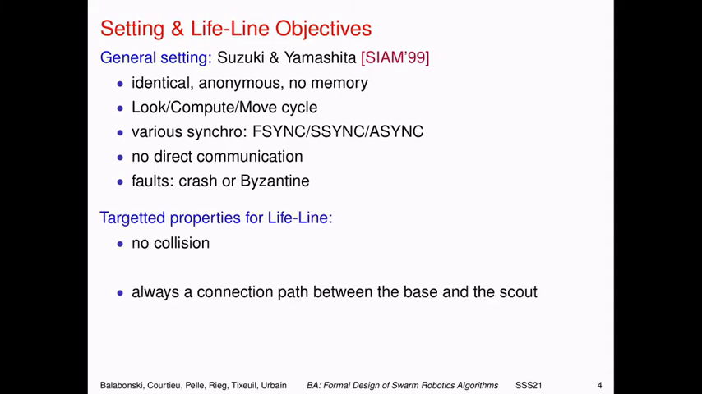In our case, the properties for the Lifeline problem we want is first that there is never a collision between either relay robots or a relay and the scout, and also that there is always a connection path between the base and the scout. The absence of collision is easy to formalize. We can just say that for any two robots, R and R prime, if they are different, then their locations are also different. The specification for the existence of a connection path will come later according to our methodology.